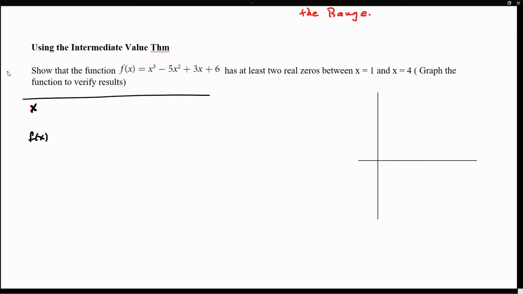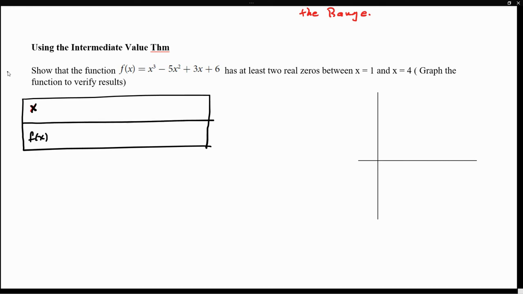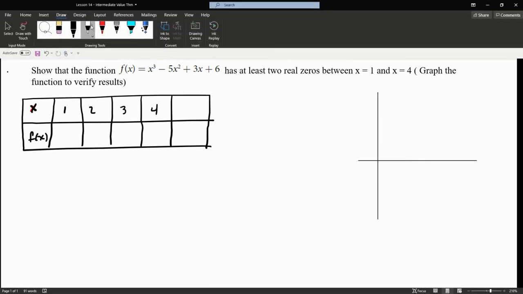And notice that I'm interested in the values between 1 and 4. So let me just create my table of values here. I'm just going to choose values between 1 and 4. So I'm going to start with 1, and then 2, and then 3, and then 4. And I think I just went overboard, so let's just ignore that section right here.